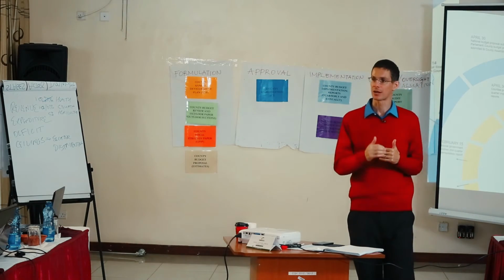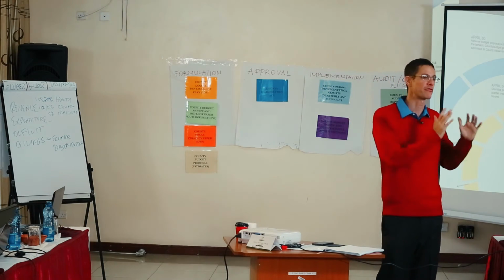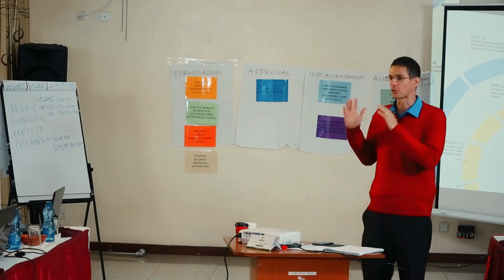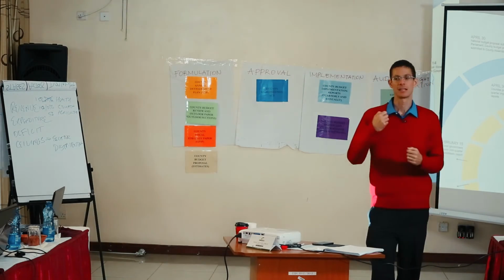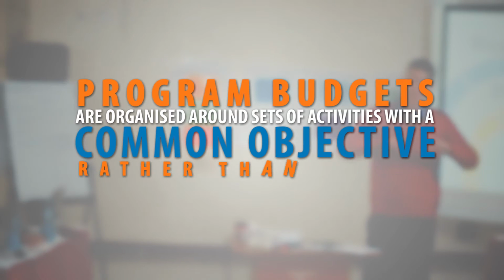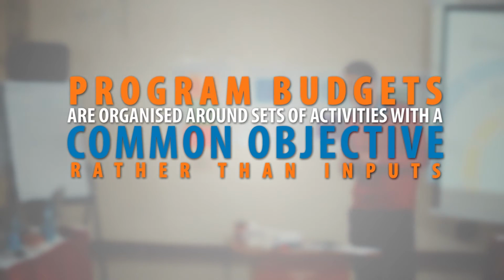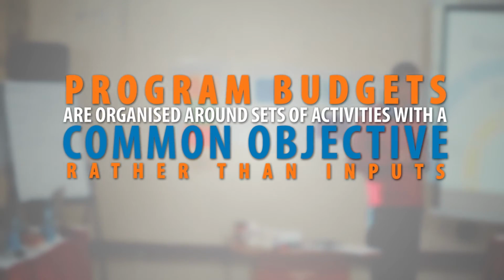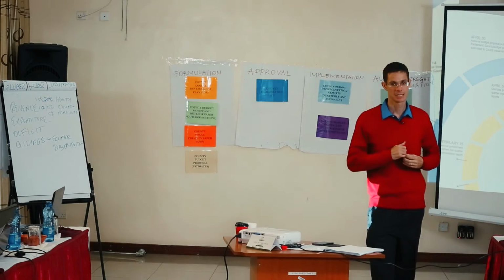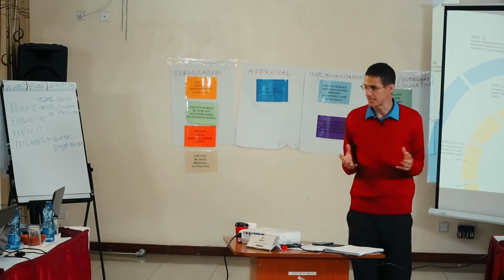So the idea behind a program-based budget is to shift from the input focus to an output and outcome focus. Okay. And therefore, we try to organize the budget not around inputs and departments, like in the old budget, but around programs and objectives. The programs are essentially sets of activities with a common objective. So that is what the Appropriation Act does. Then the county goes ahead to spend against those items, okay, against those objectives.